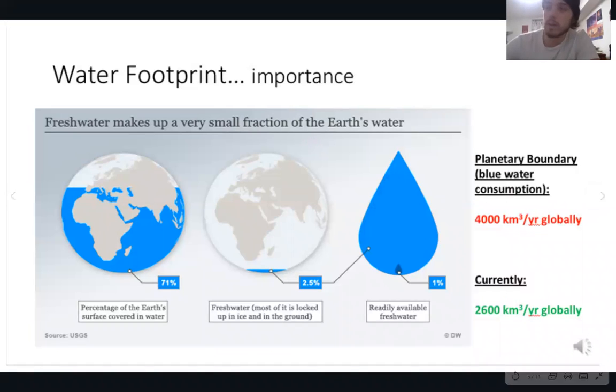Water footprints are important to be aware of because their consumption has consequences on the world's limited freshwater systems. We want to minimize our water footprints so that we do not cross the planetary boundary. This is the global maximum blue water consumption level at 4,000 kilometers cubed per year, as we are now at 2,600 kilometers cubed per year.